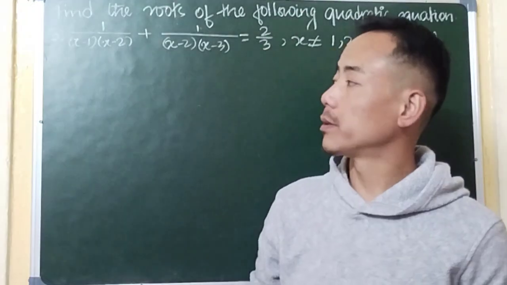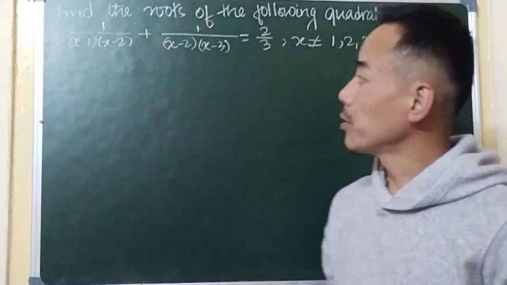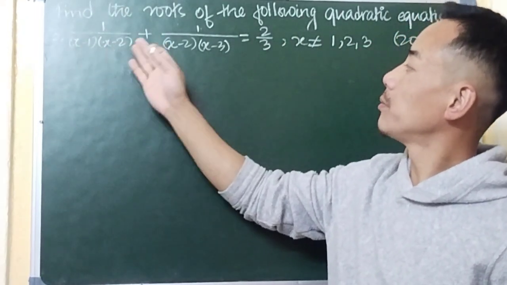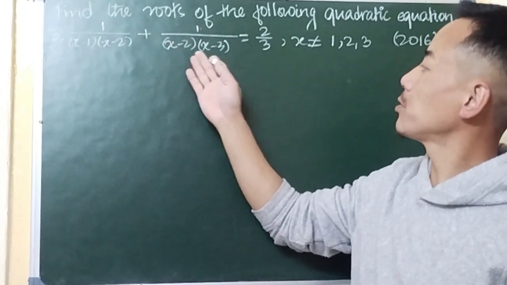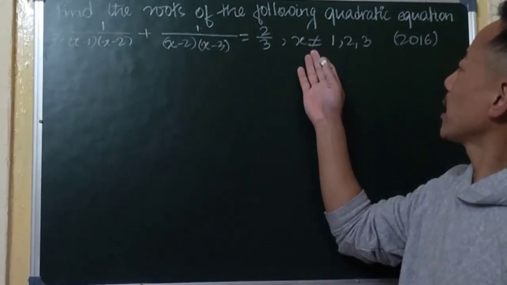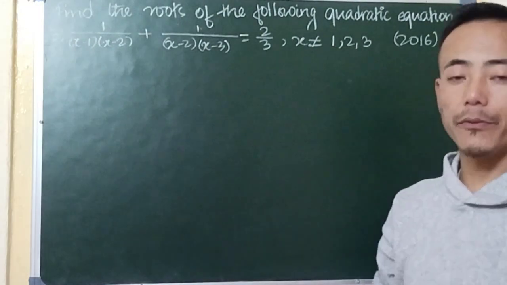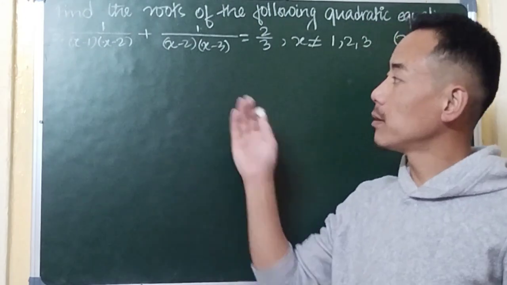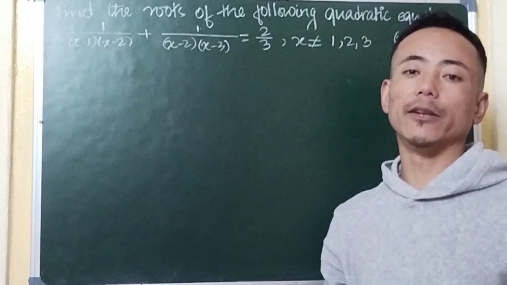So let's solve the third question now. The question is 1 divided by x minus 1 into x minus 2 plus 1 divided by x minus 2 into x minus 3 equals 2 divided by 3, where x cannot be equal to 1, 2 or 3. And this has come in the year 2016. So let's solve this equation and find the value of x here.